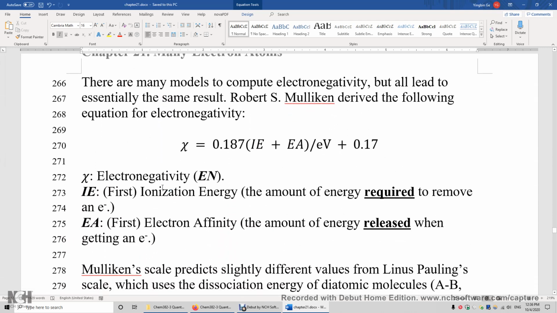Now let's talk about electronegativity. Mulliken proposed at least a couple of equations to calculate the electronegativity. One equation is that the electronegativity is equal to a constant times the sum of ionization energy and electron affinity. This is another equation he proposed, adding another constant here. So again, Mulliken proposed a couple of equations to connect the electronegativity chi to the sum of ionization energy and electron affinity. Now you can see if you have a higher ionization energy and higher electron affinity, you have a higher electronegativity. And if you have the lowest ionization energy and the lowest electron affinity for francium, of course this element has the lowest electronegativity.